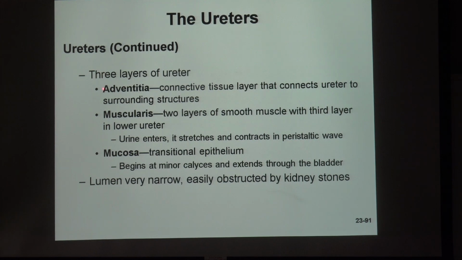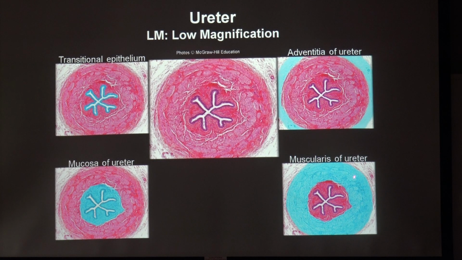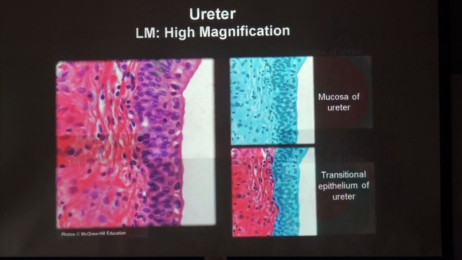3 layers: the adventitia, the muscularis, and the mucosa. Again, most concerned about the muscularis, although the mucosa has what's called transitional epithelium. It's one of the only places in the body that we find it. And it allows for the building and the extension of those cells off the wall. Lumens are very, very narrow, easily obstructed by stones. There, you see them right there. Look at how muscular the ureter is, okay?